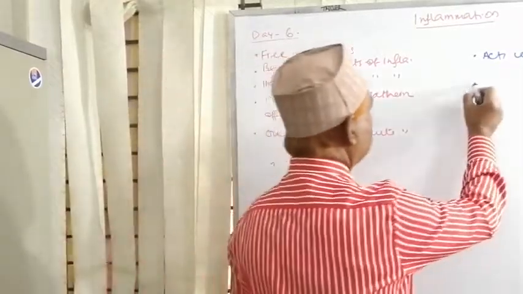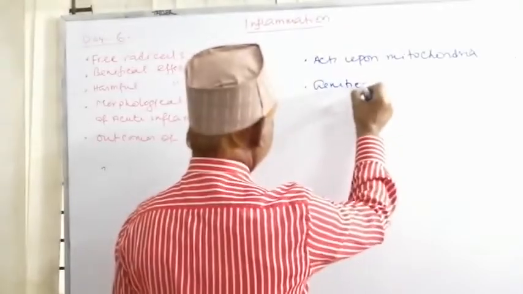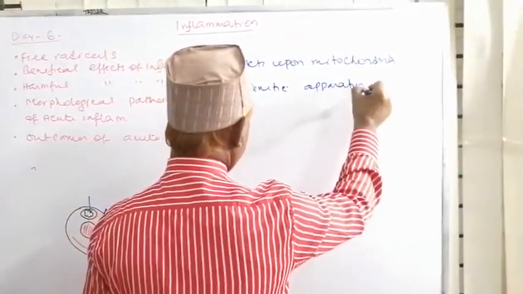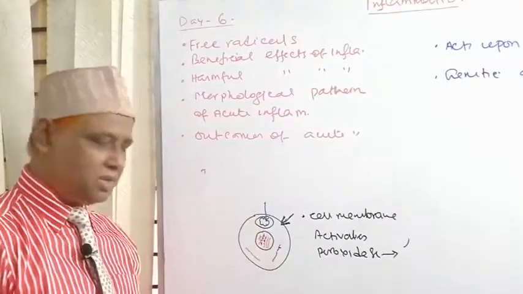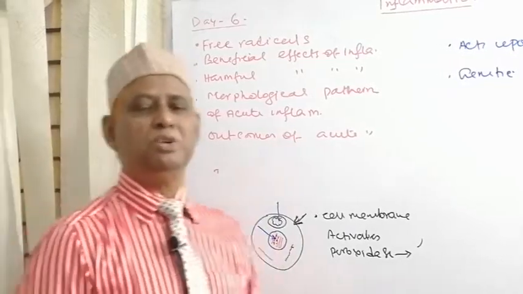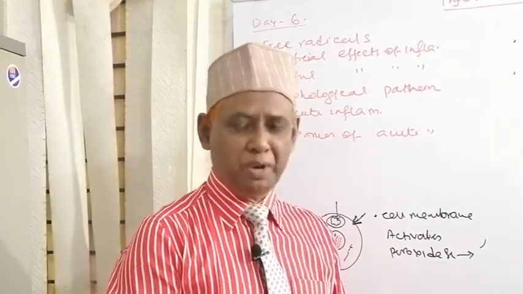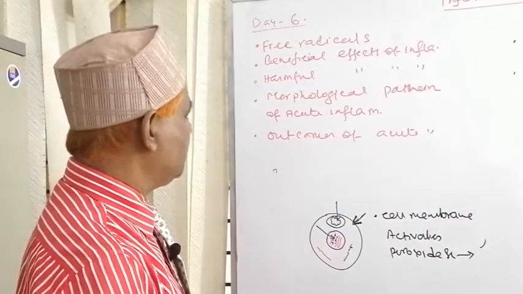Then it acts upon the genetic material or genetic apparatus. Dear audience, you know gene is present within chromosome. If free radicals act upon the gene, the dictation of gene will be hampered. So there will be diminished or hampered synthesis of protein. So these are the target sites of free radicals.